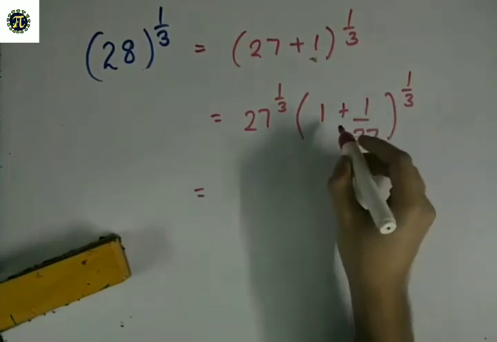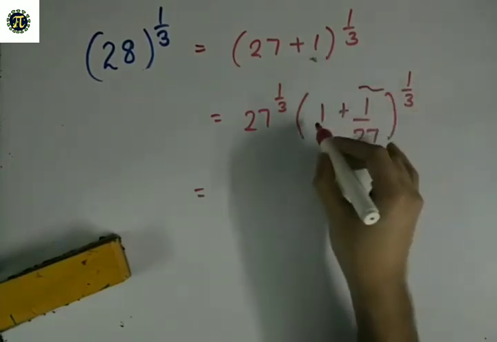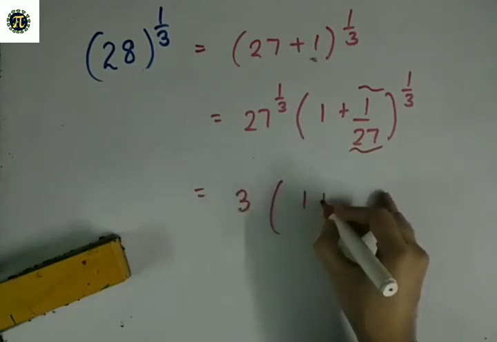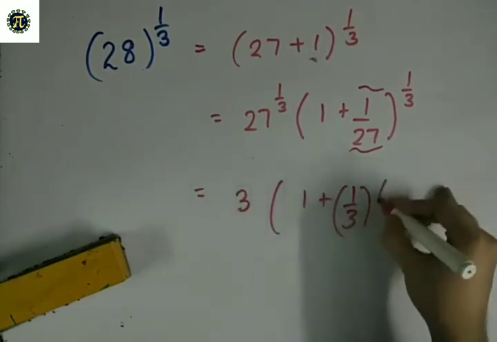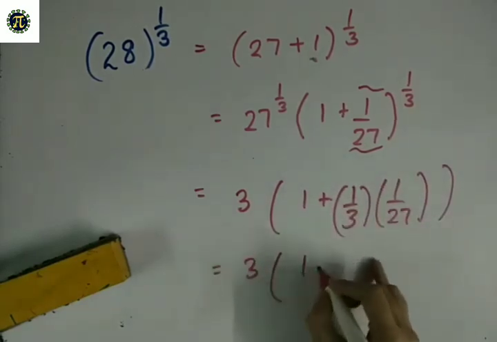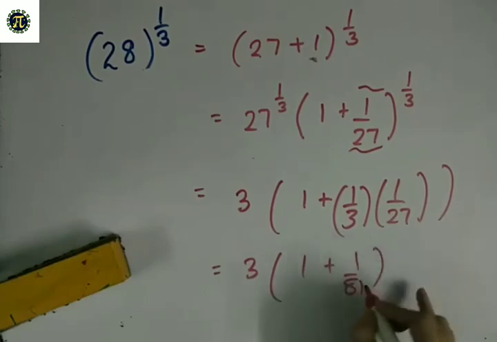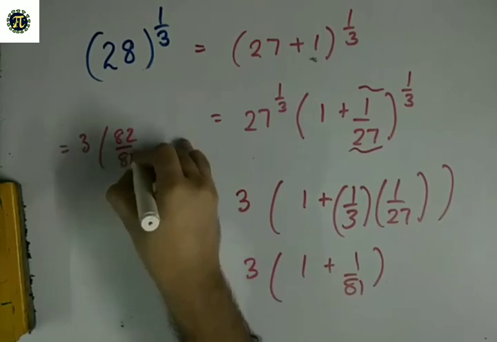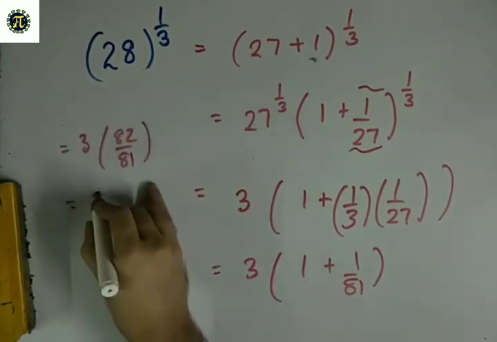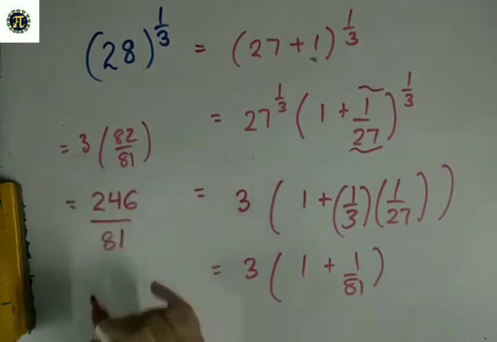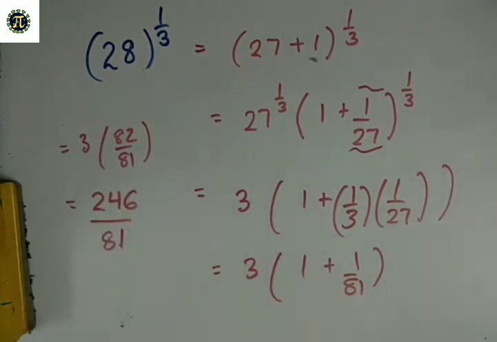And now I can use the binomial approximation, because this 1 by 27 is very small compared to 1. So I can say this is 3 into 1 plus 1 by 3 n times x. Okay. And that is 3 times 1 plus 1 by 81. And that is 3 times 82 by 81. And that is 246 by 81.